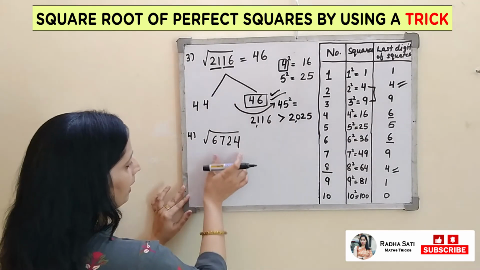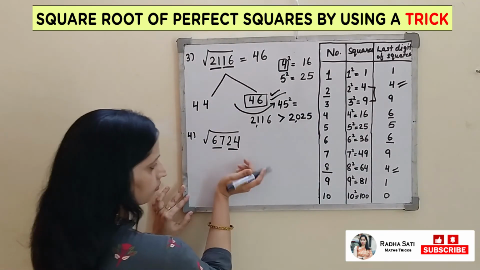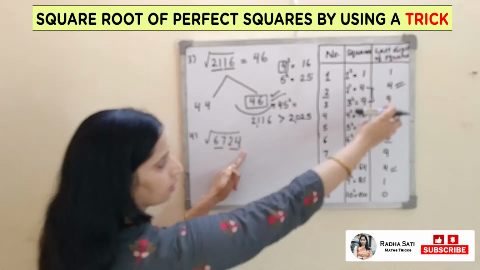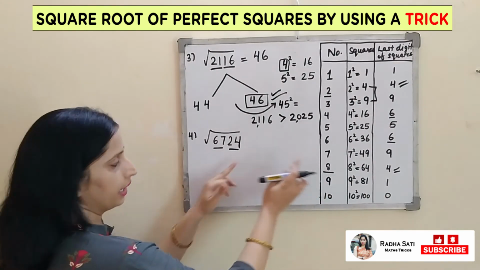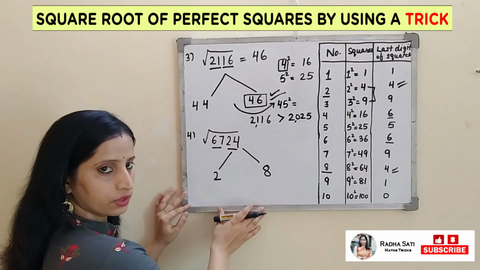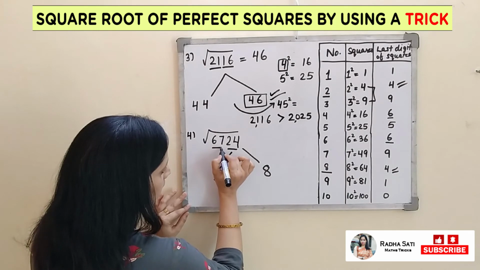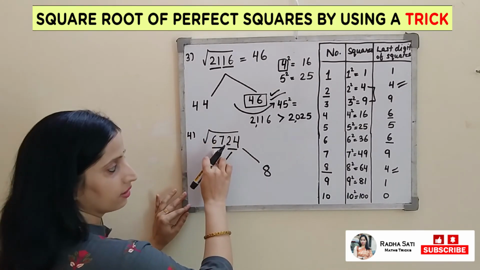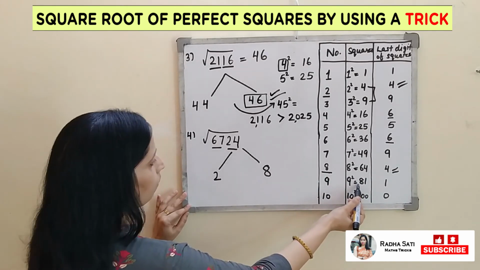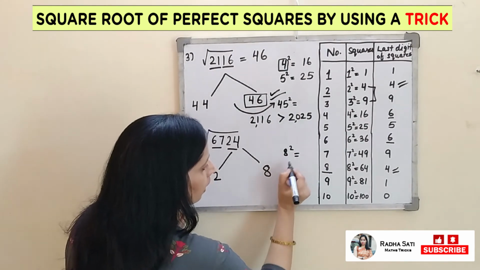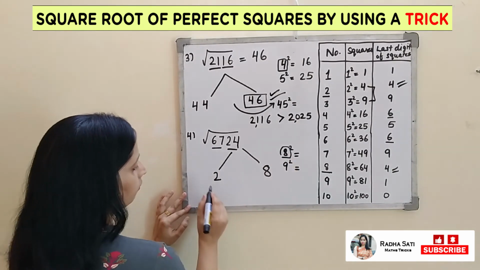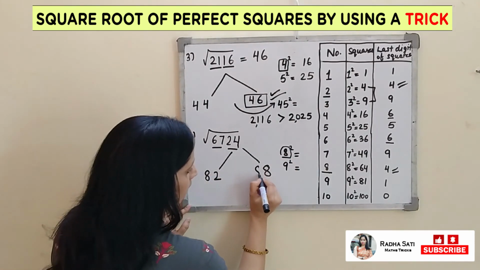Now move on to the next one. Make the pairs. Then check the ones place digit. 4 comes in the square of 2 or square of 8. Right here 2, right here 8. Okay. Then check this number 67. We know that the square of 8 is 64. Square of 9 is 81. So it will lie between the square of 8 and square of 9. And we will take the smaller one. That means we will write 8 here.